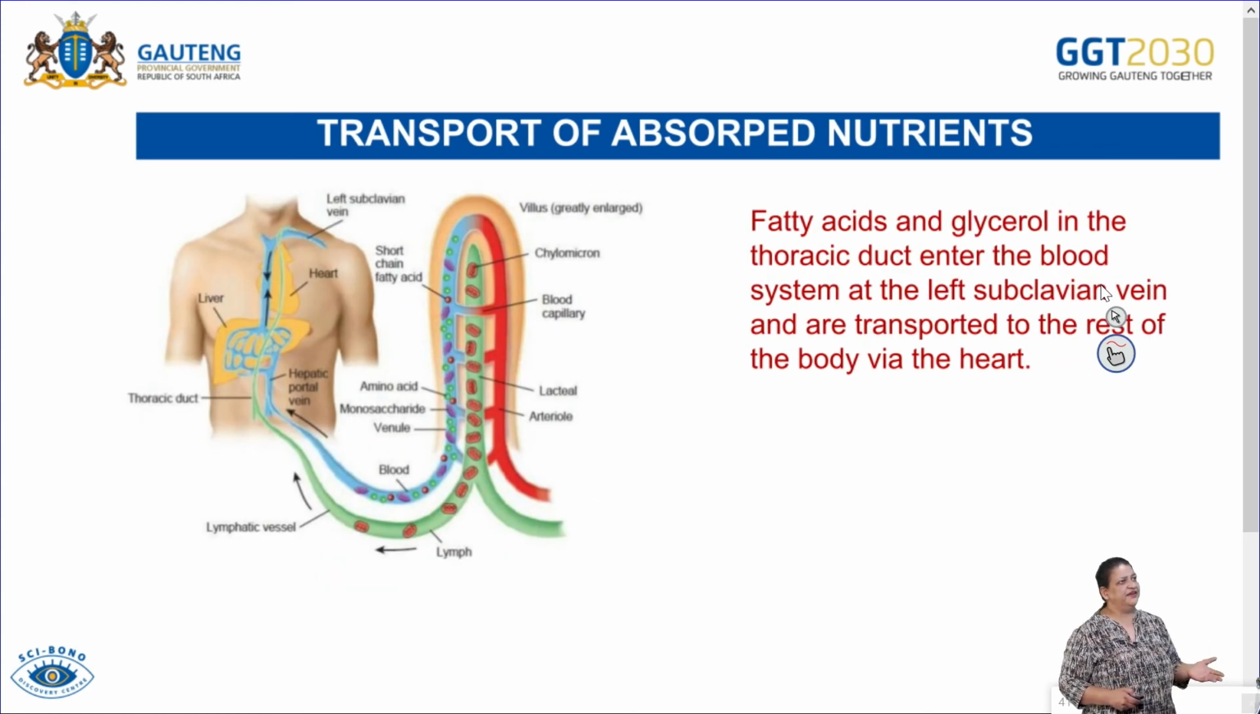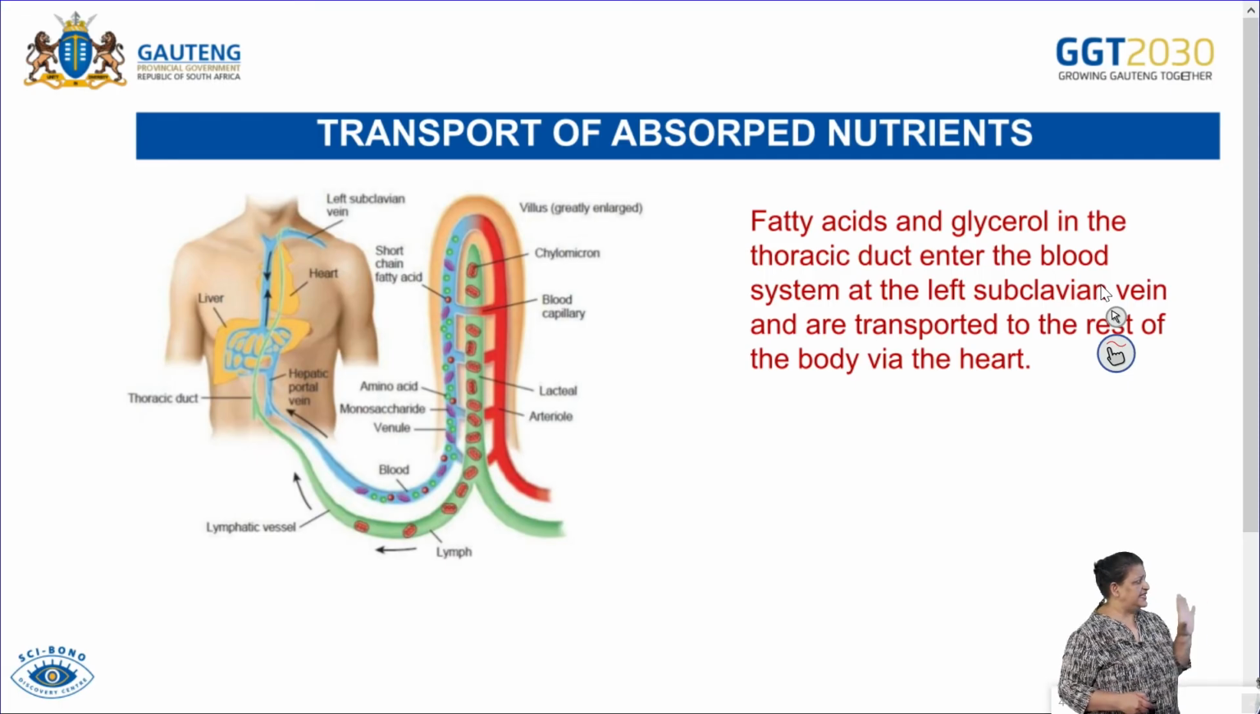It's the same thing again, fatty acids and glycerol in the thoracic duct into the bloodstream at the left subclavian vein and are transported to the rest of the body via the heart. Eventually, the subclavian vein will join with the inferior vena cava. You did that in grade 10, remember?